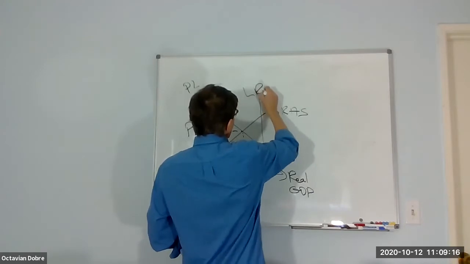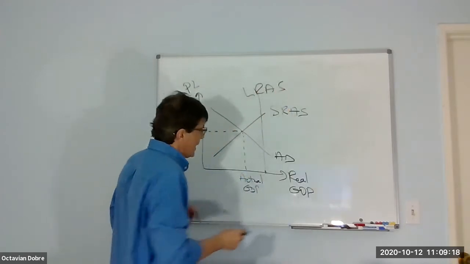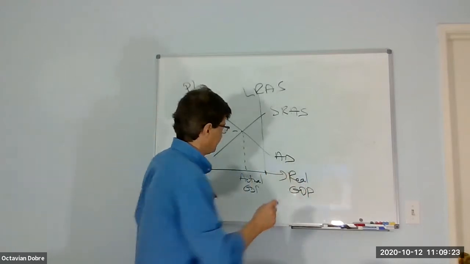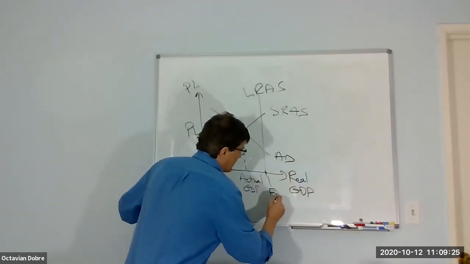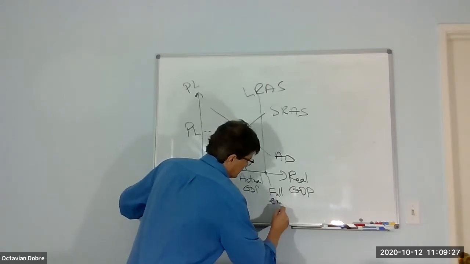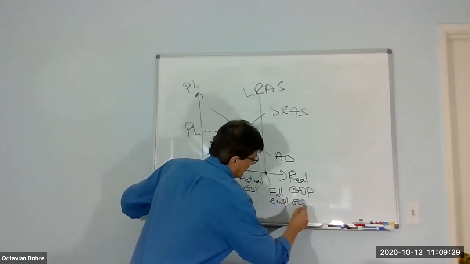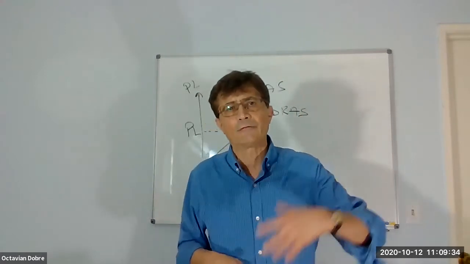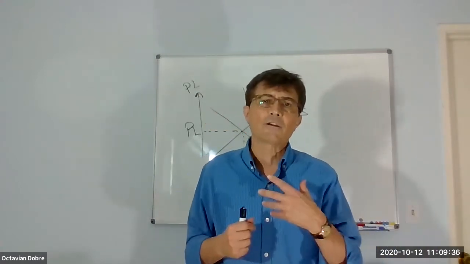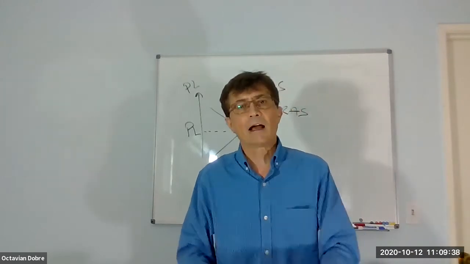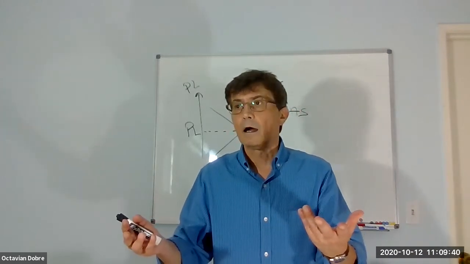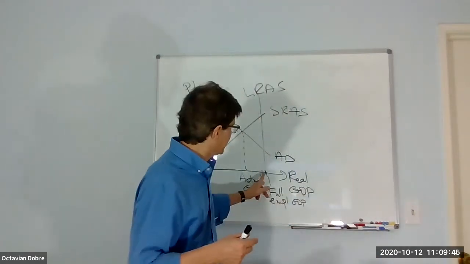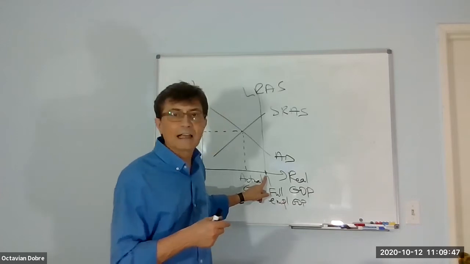This is the long run aggregate supply curve, and it shows where full employment GDP is. I have many names for it. Sometimes I call it full employment GDP, sometimes potential GDP, sometimes desired GDP, because this is where the economy is at full employment.